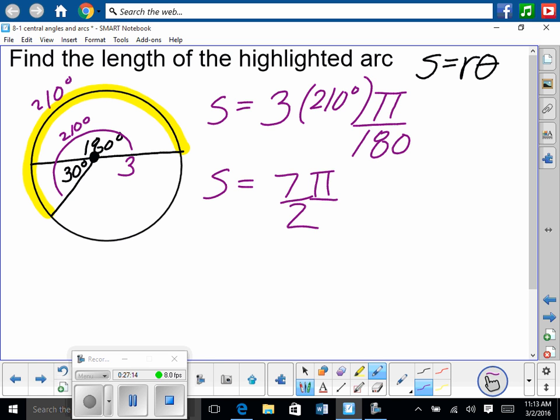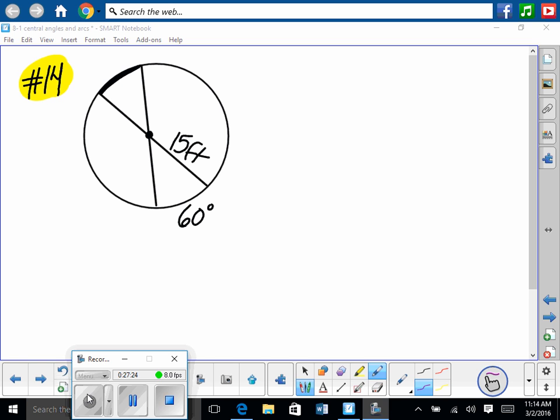Did that bother anyone, how I converted and put it in the formula all at once? I just did the old... Okay, well it's the same thing, right? Okay, same thing.